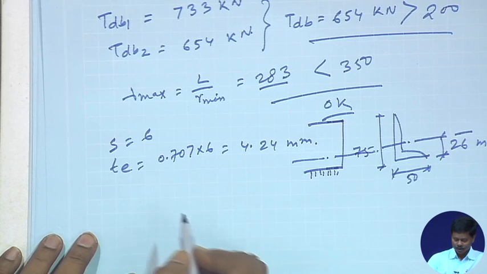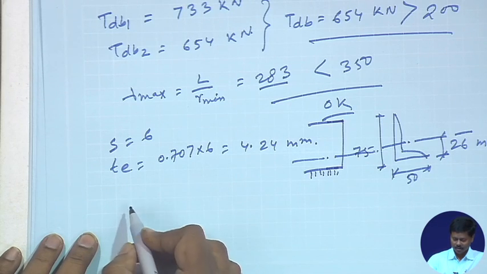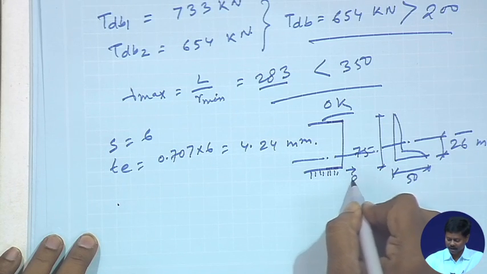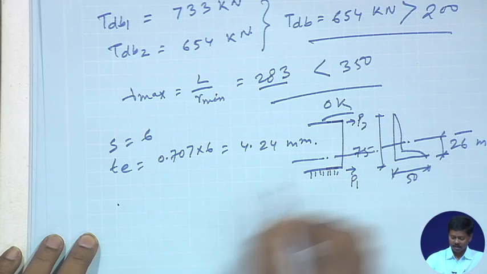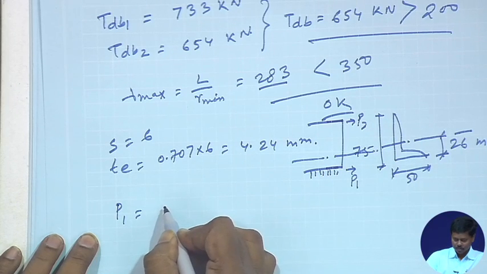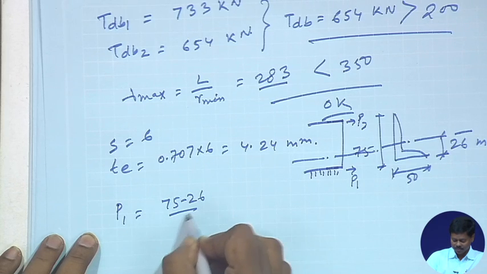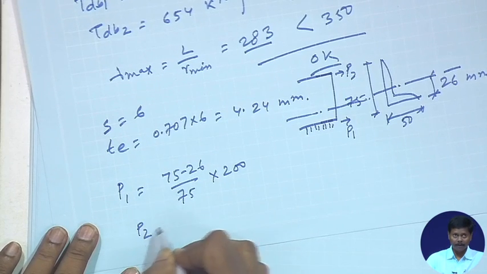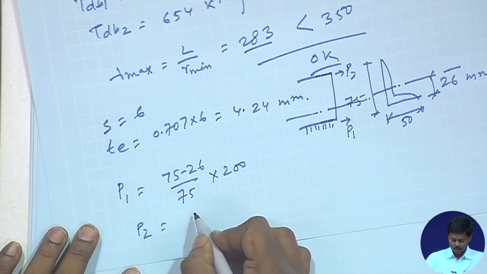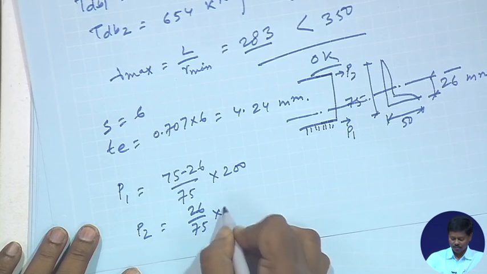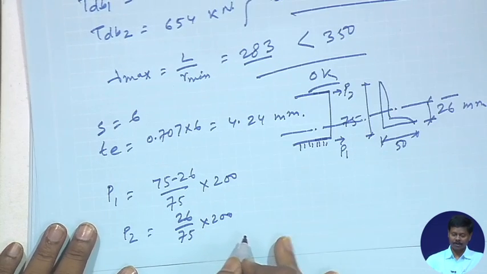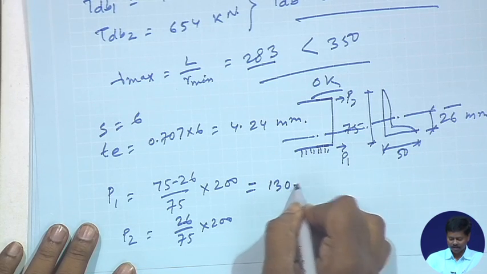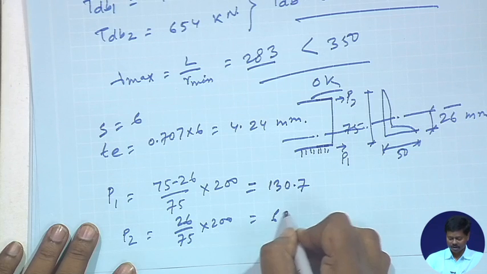Therefore, the force by the weld to resist on the lower side, say if this is P1 and this is P2, then P1 should be (75 minus 26) by 75 into 200, okay, and P2 should be 26 by 75 into 200. So, load distribution should be in this way, right. If we calculate this, we will get 130.7 kilonewton and 69.3 kilonewton, right.